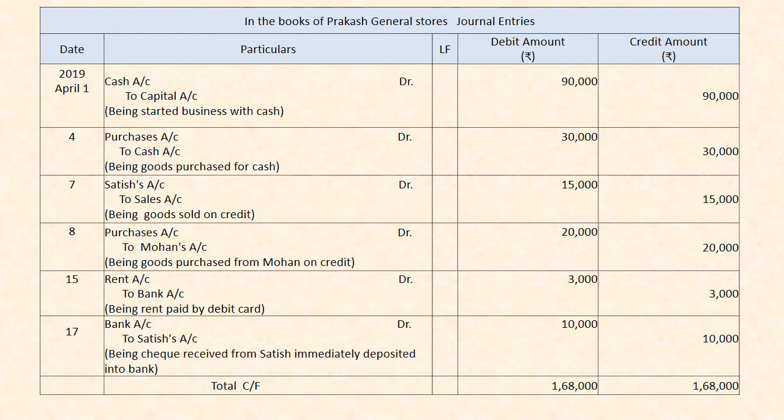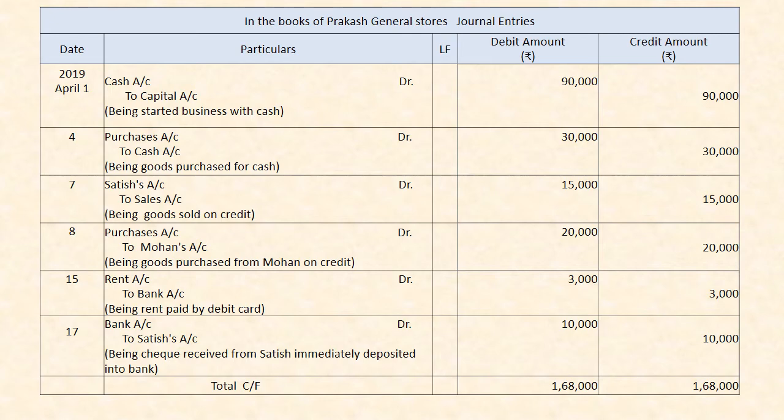Now move to the next transaction dated 7th April. Sold goods of rupees 15,000 to Satish. Identify the accounts involved and their type. First is sales account and second is Satish account. Sales is nominal account and Satish is personal account.